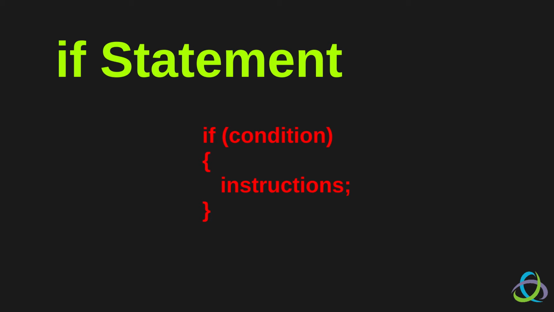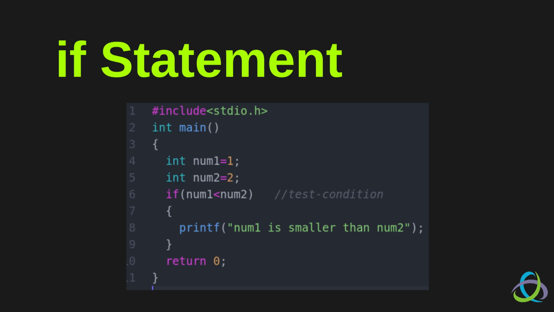The condition evaluates to either true or false. True is always a non-zero value and false is a value that contains 0. Instructions can be a single instruction or a code block enclosed in curly braces. The following program illustrates the use of the if construct in C programming.